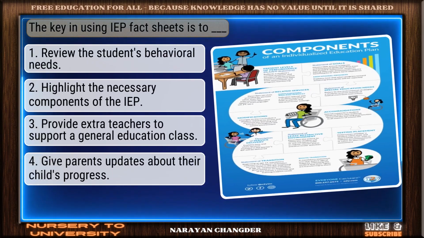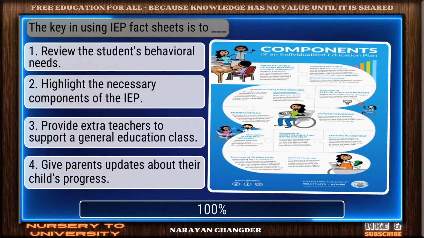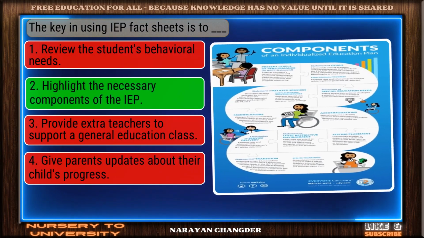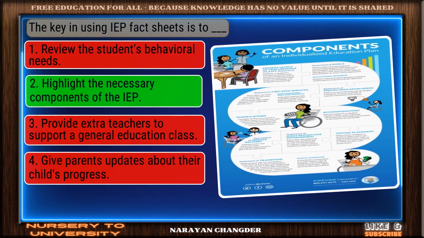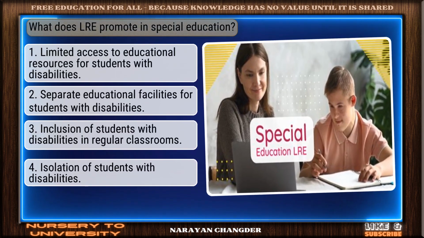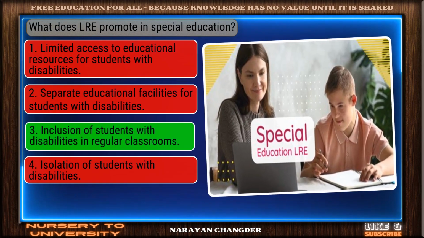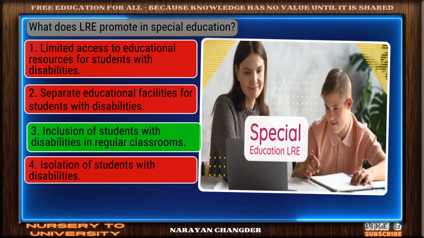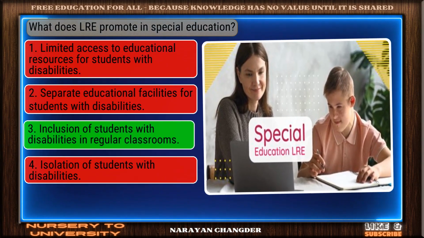The key in using IEP fact sheets is to dash. Solid response. Highlight the necessary components of the IEP is a valid choice. What does law promote in special education? On track. Inclusion of students with disabilities in regular classrooms is the correct answer.